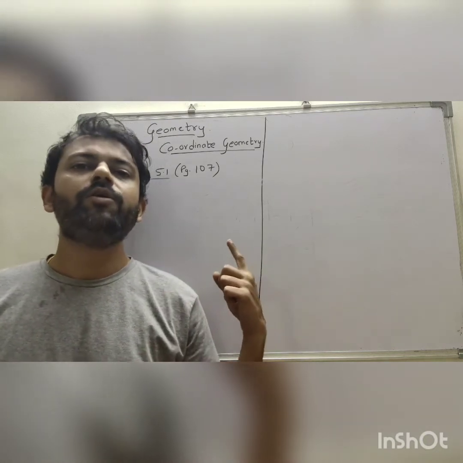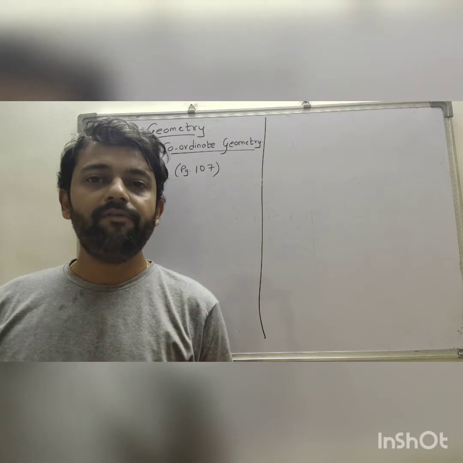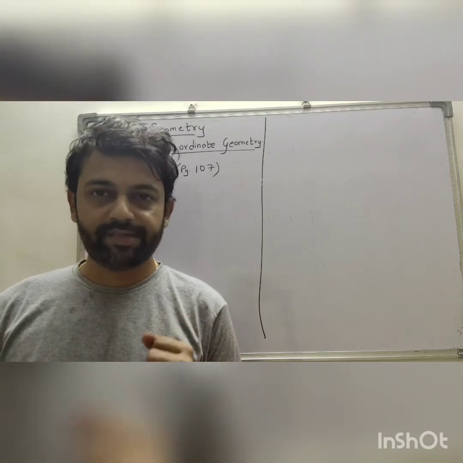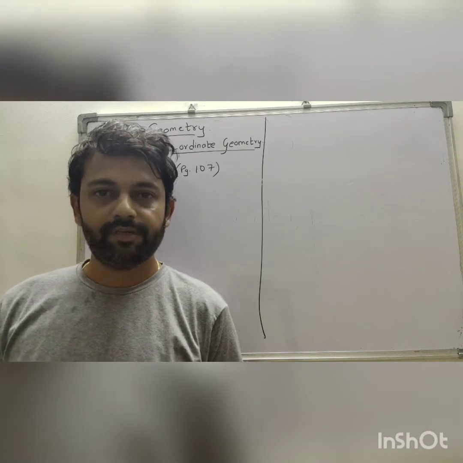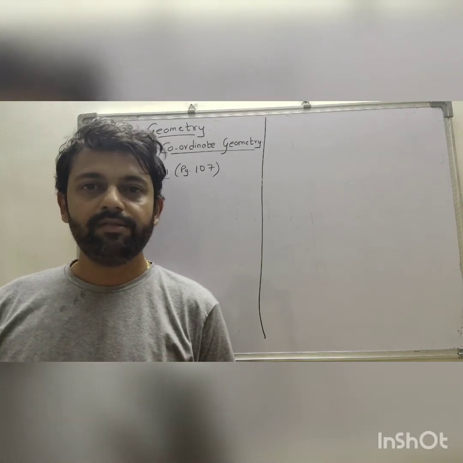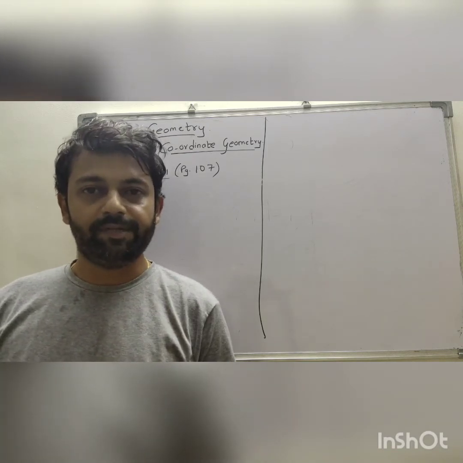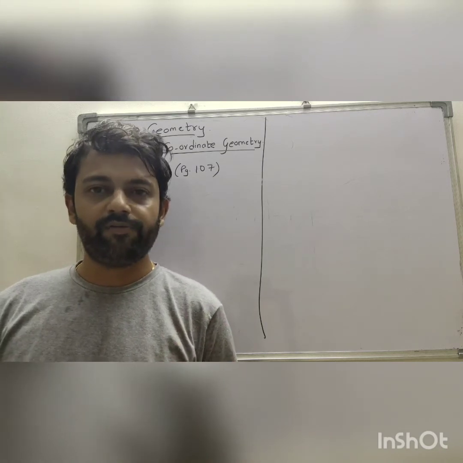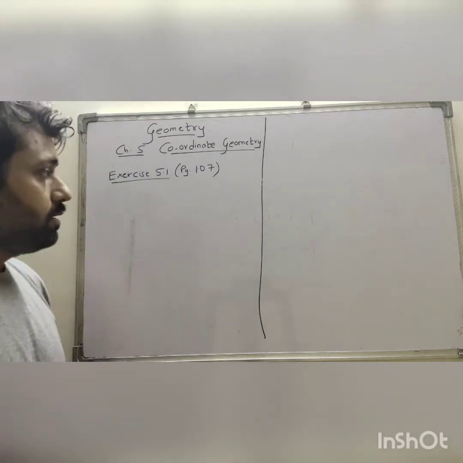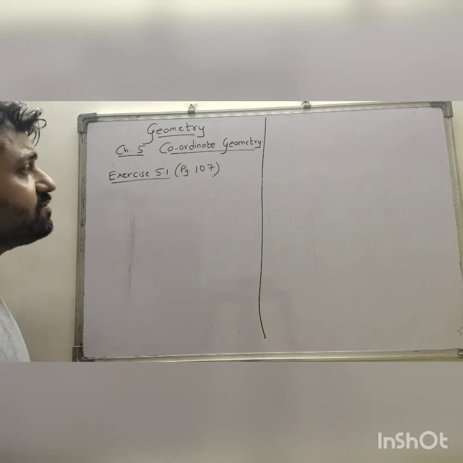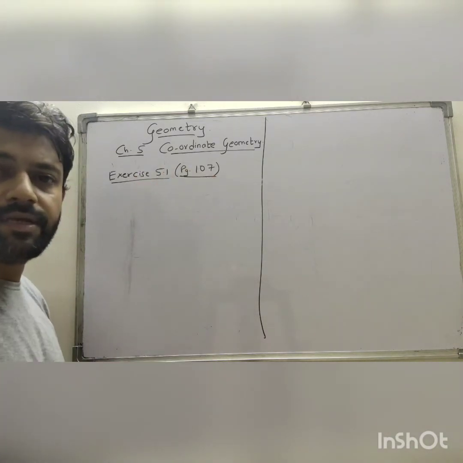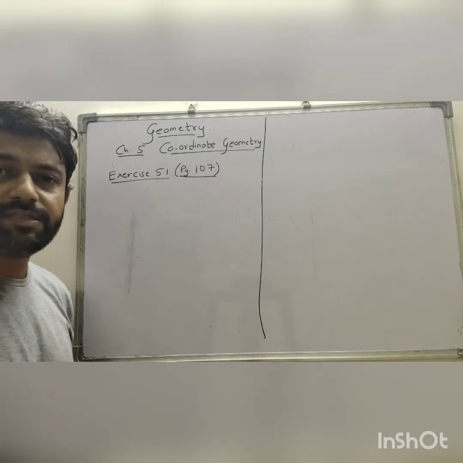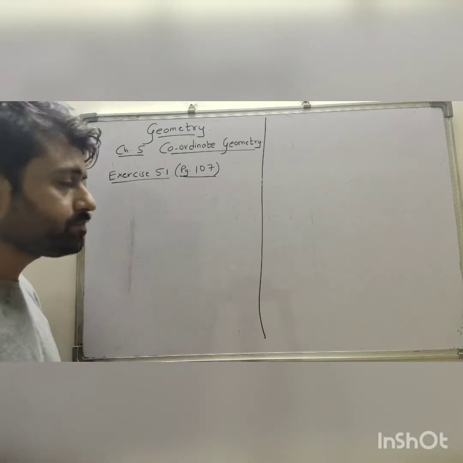Today we are going to learn chapter number 5 from geometry. The name of the chapter is coordinate geometry. We are solving the first exercise of this chapter, exercise 5.1. The exercise 5.1 will be found on page number 107. This exercise is based on one formula.